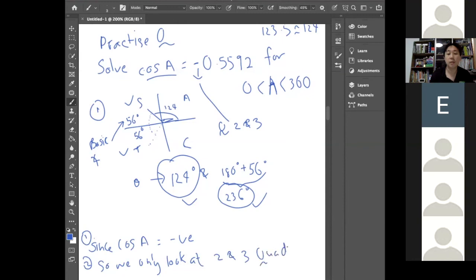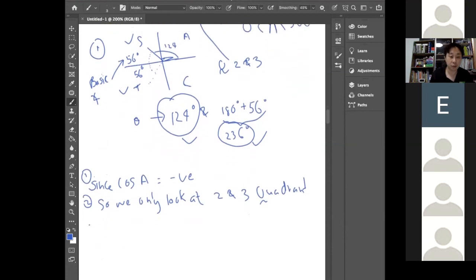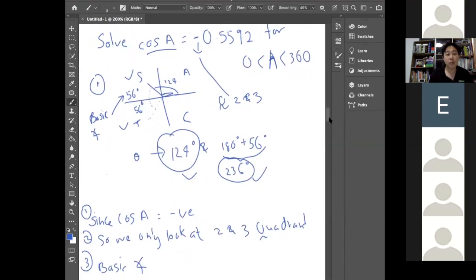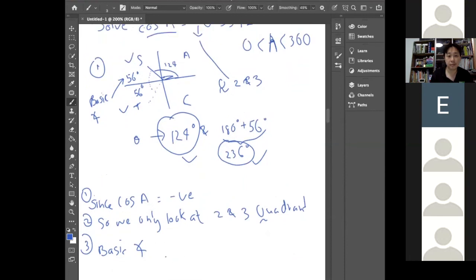Okay, cool. But how do we find the angle in the second and third quadrant? We must always find the basic angle. How do we know the basic angle is 56? Sydney? Inverse cos of? Isn't it 180 minus 124? Yeah, like you find the inverse cosine of the negative. What's that number? 0.5. So this is the basic angle. If we mirror it, it will look like this.